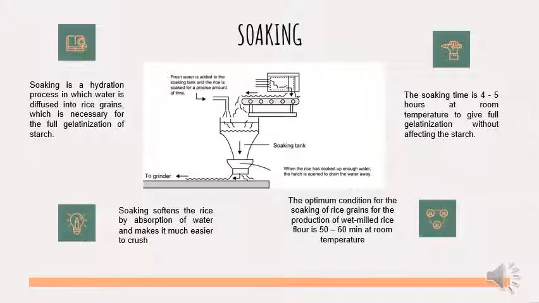However, in a study by Chiang and Le, soaking was found to affect the particle size of flour, probably due to the softening effect of water during soaking. Extended soaking time resulted in fine flour with less damaged starch after the wet milling. Hence, the soaking time is extended to 4 to 5 hours at room temperature to give full gelatinization without affecting the starch too much.